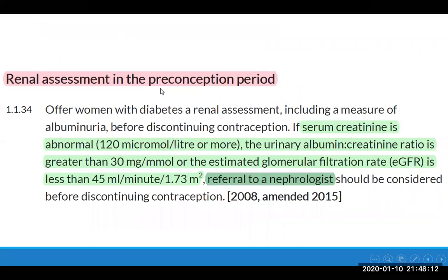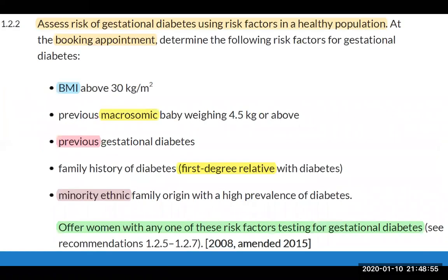Another very important preconception assessment is renal assessment, and here they recommend assessing renal function by serum creatinine. If serum creatinine is abnormal, 120 micromole per liter or more, or albumin creatinine ratio is more than 30 milligram per millimole, or GFR is less than 45, we must refer our patient to a nephrologist, and this is very important. But during pregnancy, GFR is not accurate, so GFR is not an indication for referral during pregnancy. These are the two different parameters during preconception and during pregnancy. And this is very important.